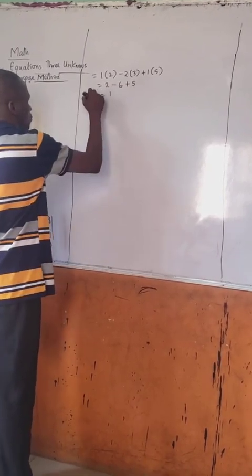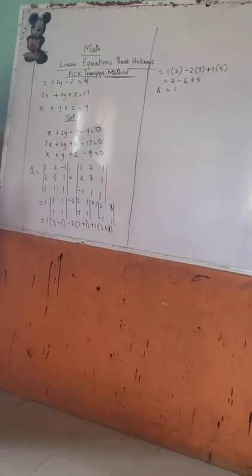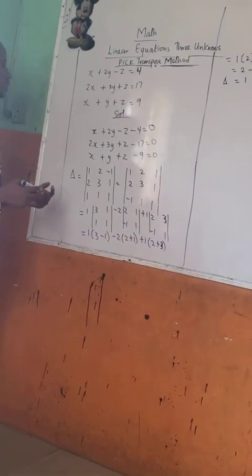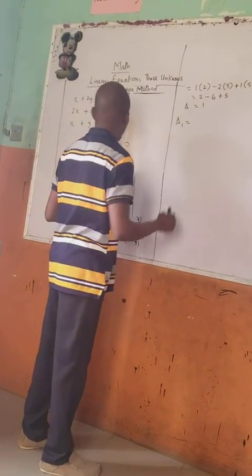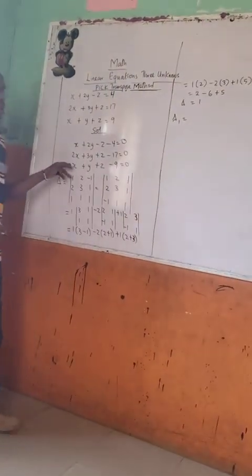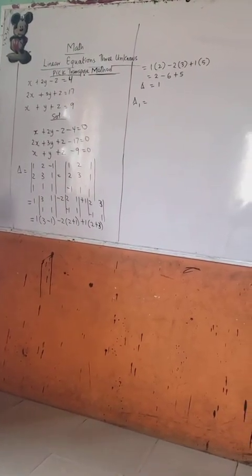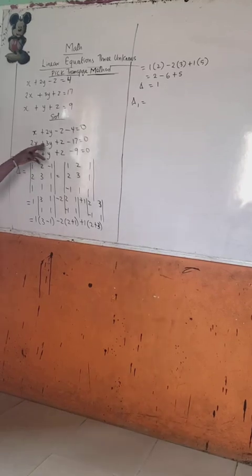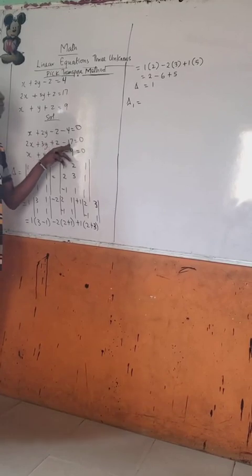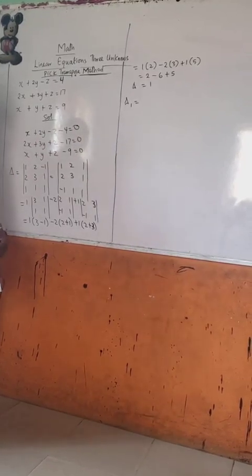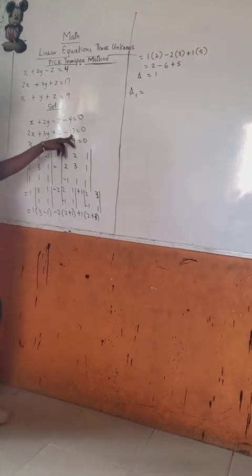So our delta is what? 1. Now, since we've gotten our delta to be 1, let's get our delta 1. Now, for us to get our delta 1 is what? You leave the first column coefficient and pick the next 3 column coefficients. That is the second, third, and fourth column coefficients.